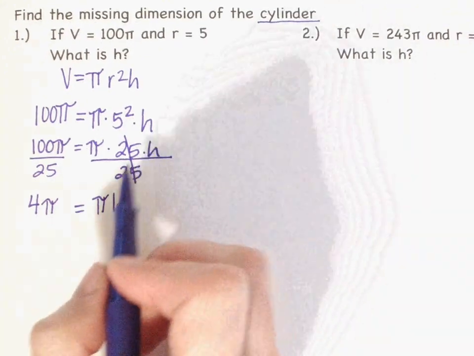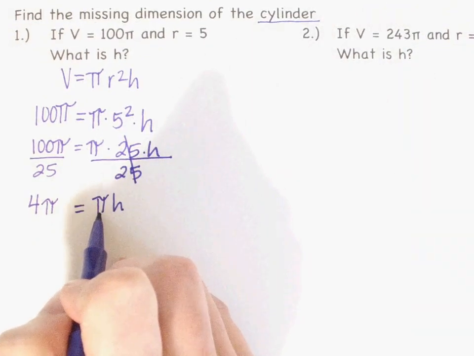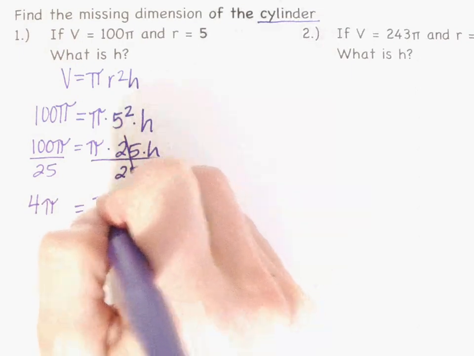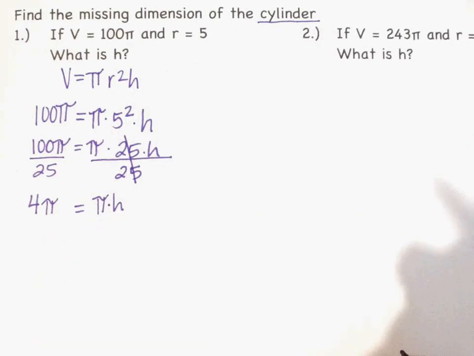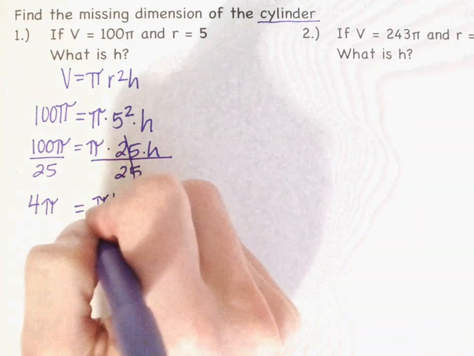My next step is I have pi h, and remember it's like pi times h. And the inverse of multiplication is to divide.